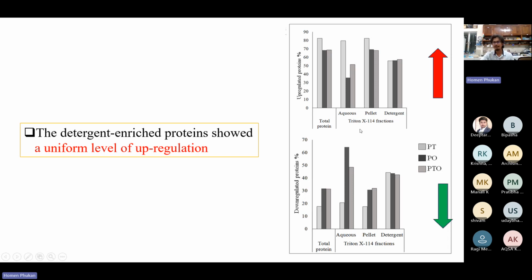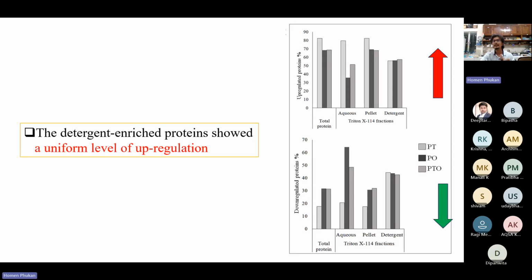And here you can see in the aqueous fractions, these proteins in different treatments, like the physiological temperature, physiological osmolarity, and physiological temperature and osmolarity, show many variations. And similarly, you can see that in the pellet fractions also. But if you look into this detergent fraction, we were able to find a uniform level of upregulation in all treatment groups, and similarly in the downregulation. So it's a kind of uniform level of differential expression.